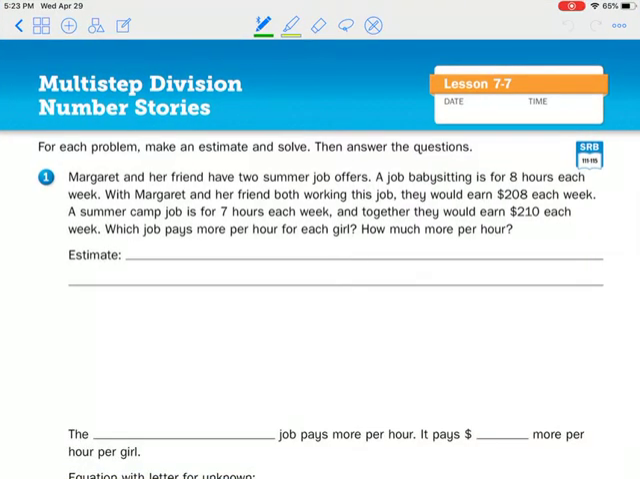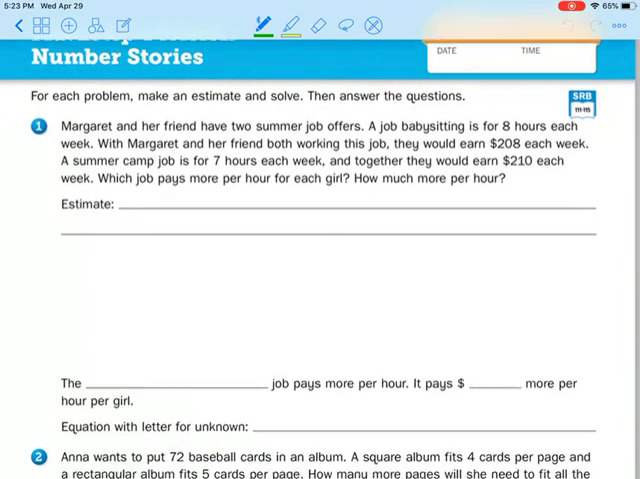All right, here are the math journal pages for the multi-step division number stories. So let's read the directions. For each problem, you're going to make an estimate and then solve and then answer the questions. So for question number 1, you'll see there's a few different parts.